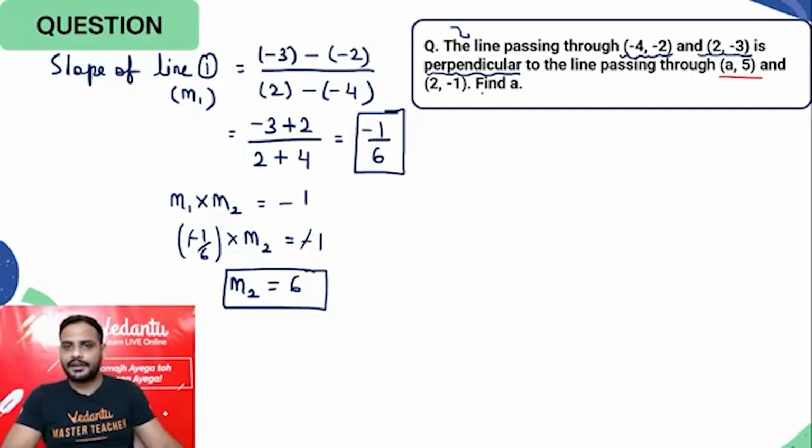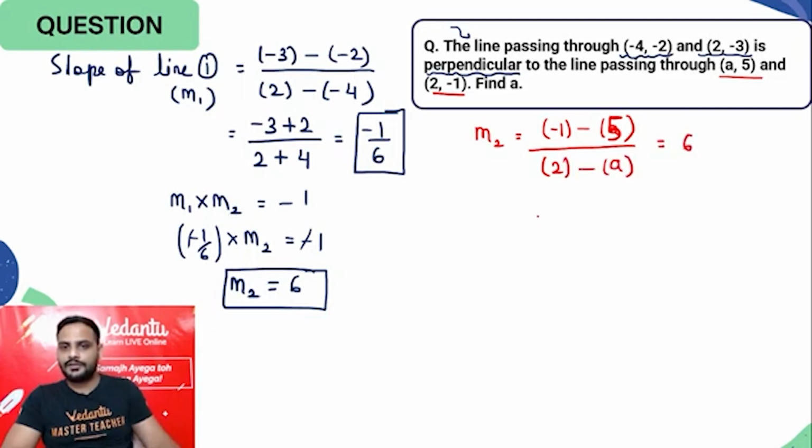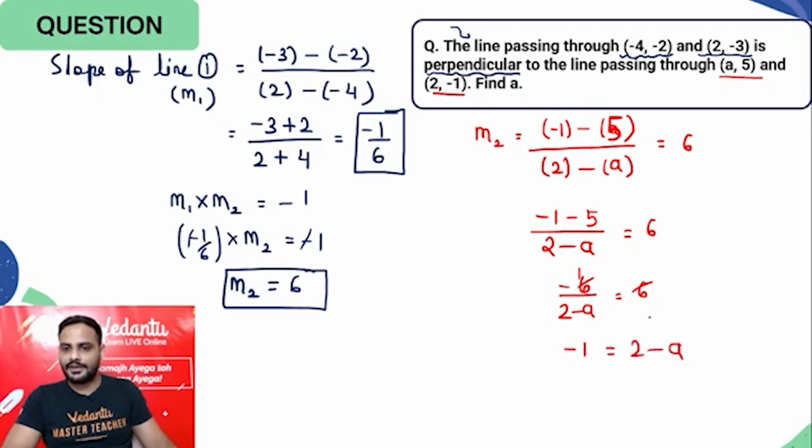Now let's talk about the second line. Let's find out the slope of the second line, x1, y1, x2, y2. So the slope of the second line, m2, will be equal to y2 minus y1 upon x2 minus x1, and this slope is equal to 6. So (minus 1 minus 5) upon (2 minus a) is equal to 6. So minus 6 upon (2 minus a) is equal to 6. This is 6 by minus 1 here. Shift 2 minus a over there. So minus 1 is equal to 2 minus a. Minus a over there, 1 over there. So a is equal to 2 plus 1, which is 3.